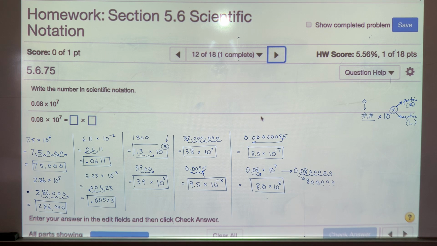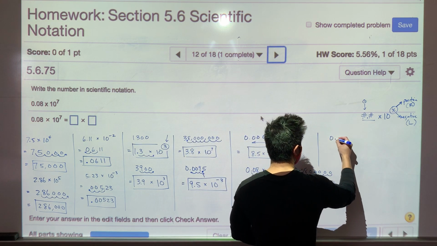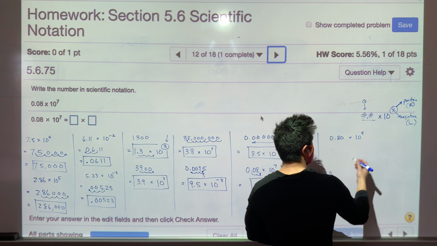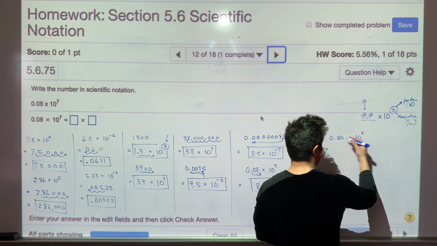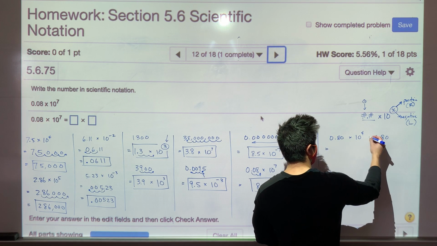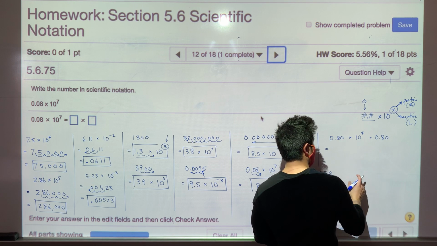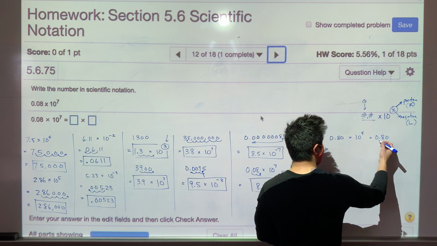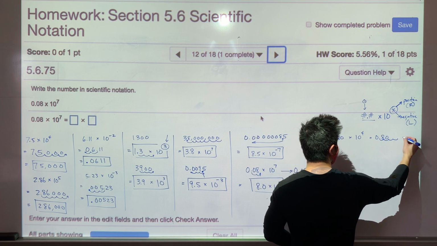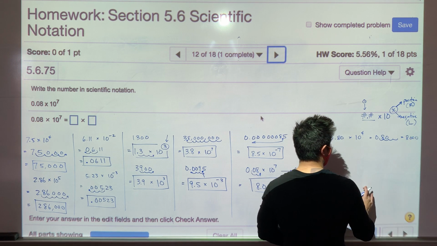I got 0.80 times 10 to the 4th. Okay. So what would this be if we were to write it all the way out? If we were to write this as a whole number, how many places would we go? 4, right, okay, 2, 3, 4. Tell me the number that results. 8,000. Very good. So 8,000.